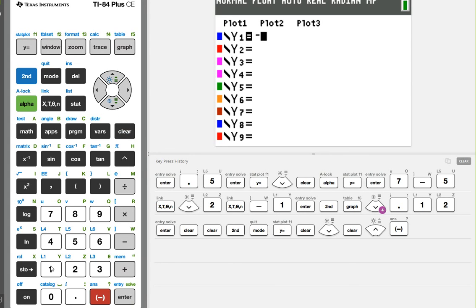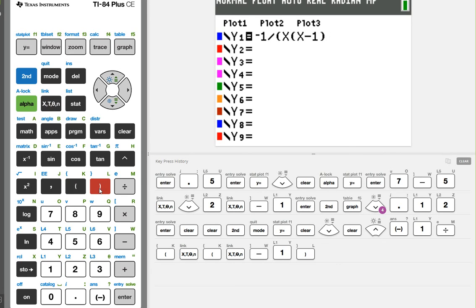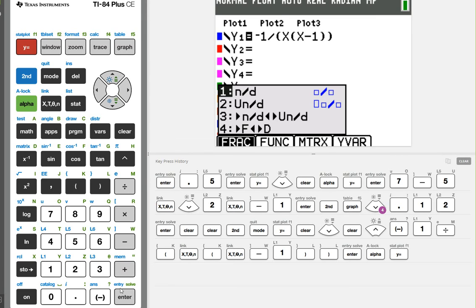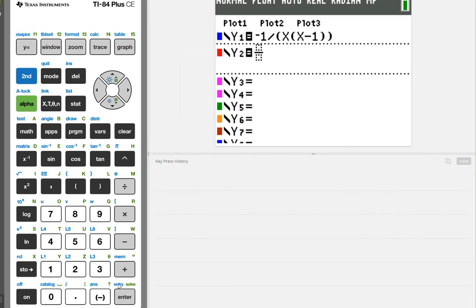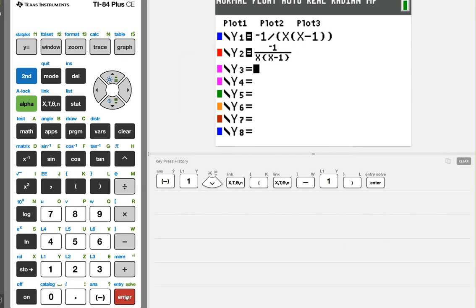So I'll do -1 divided by parentheses x, and then another parenthesis, x minus 1, and then 2 sets of closing parentheses. Now you can do the fraction trick as well if you do the alpha and the y equals key. That's fine, nothing wrong with doing it that way. Then you just put the -1 in the numerator and x and parentheses x minus 1 in the denominator. Great. Either way you want to do it, it's fine.